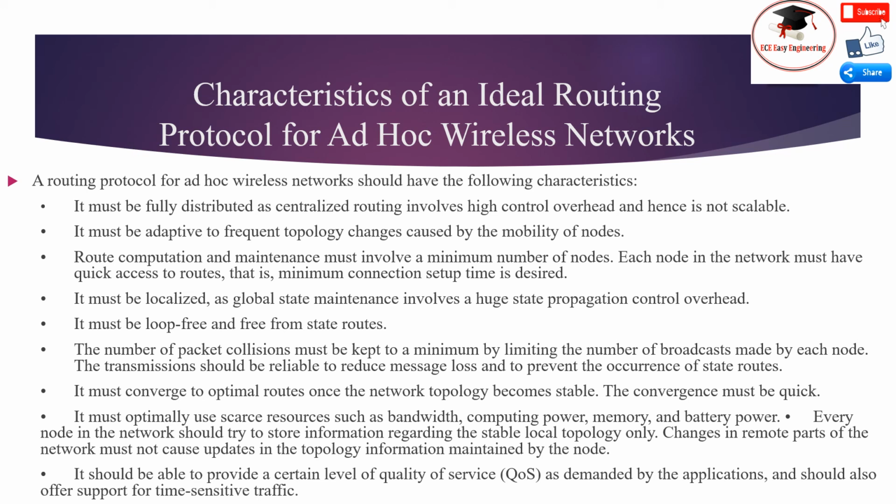It must be localized as global state maintenance involves a huge state propagation control overhead. It must be loop-free and free from stale routes. The number of packet collisions must be kept to a minimum by limiting the number of broadcasts made by each node. The transmission should be reliable to reduce message loss and to prevent the occurrence of stale routes. It must converge to optimal routes once the network topology becomes stable. The convergence must be quick.